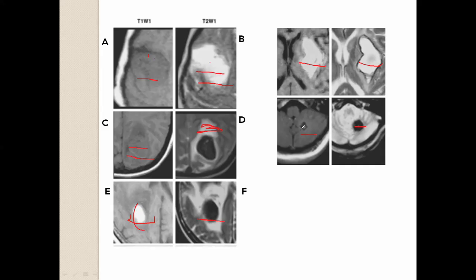It will appear dark on both. Whereas in T2, the central portion can be a bit hyperintense, but usually it appears hypointense.